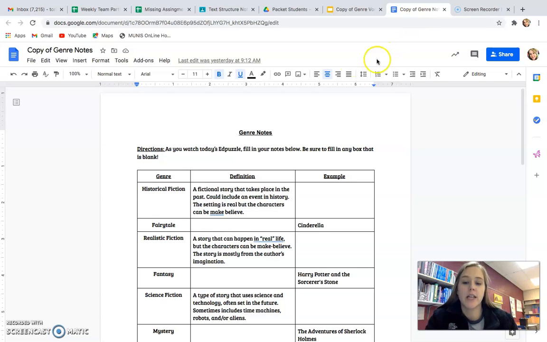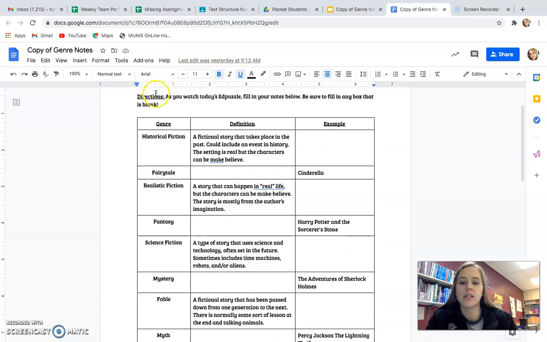Once you get to your note-taking sheet, you're going to see that on the left-hand side we have all of the different genres. In the middle, we're going to fill in some definitions, and then over on the right-hand side, those boxes are for examples. Each genre has something that you need to fill in. You're either going to be filling in the example or the definition as we go through the video for today. So again, make sure you fill in your notes as you watch.